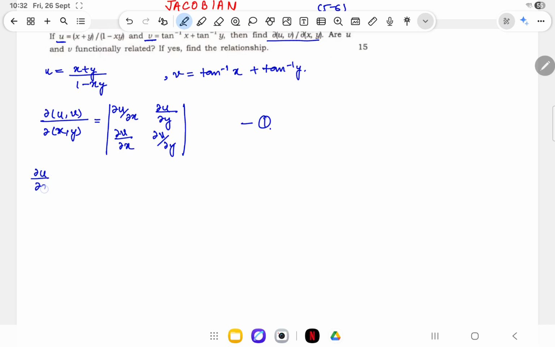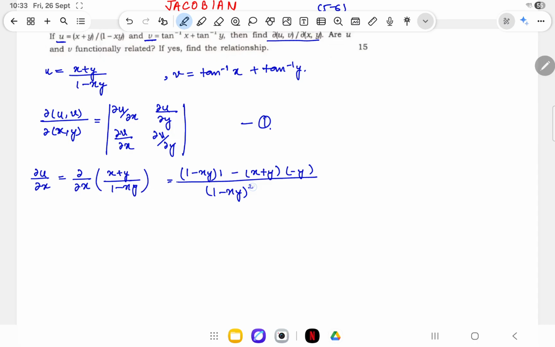So if we find ∂u/∂x, it will be ∂/∂x of u, that is (x plus y)/(1 minus xy), and we can calculate it by considering y as constant. So that will give me [(1 minus xy) into 1 minus (x plus y) into (minus y)] divided by (1 minus xy) whole square, and this will be equal to (1 minus xy plus xy plus y square)... divided by (1 minus xy) square. Now let's calculate ∂u/∂y.